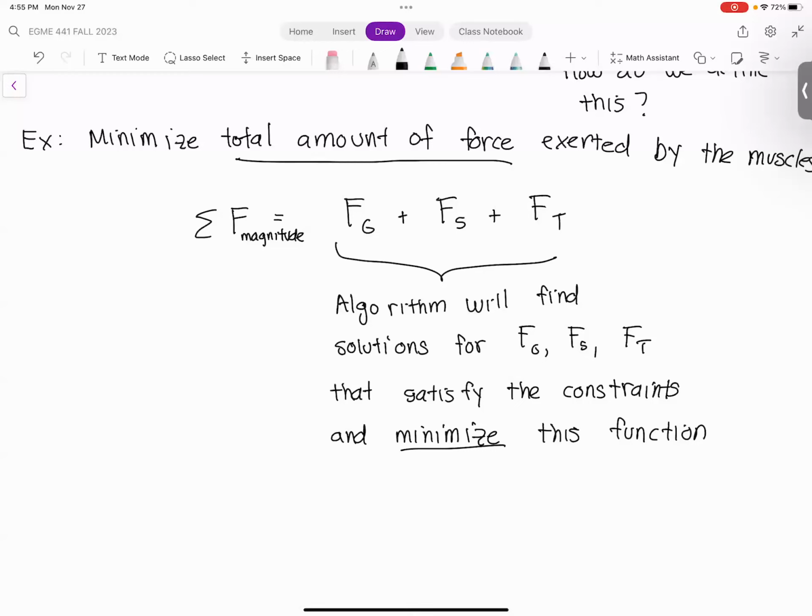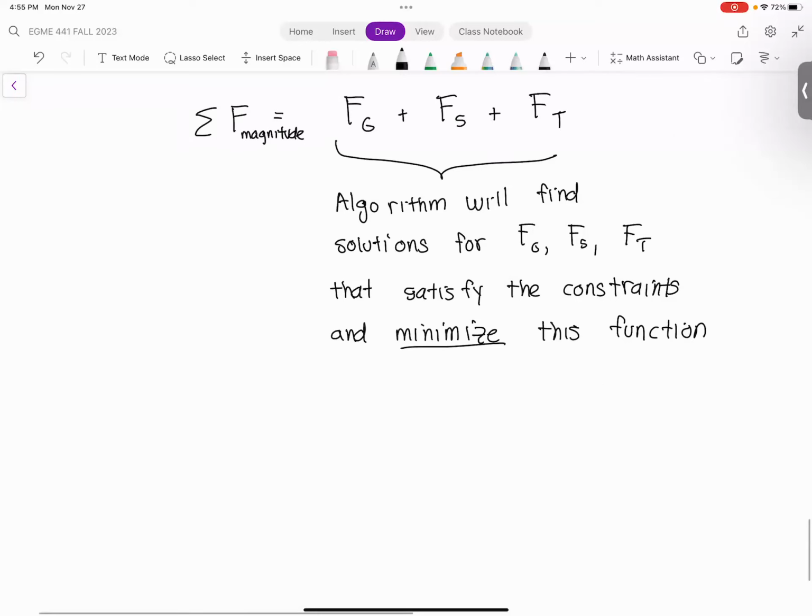Okay, so let me write our constraint again here, and let me show you a couple of examples. We're going to do a couple of valid solutions, and you're going to see which ones are more optimal than the others based on this objective function.